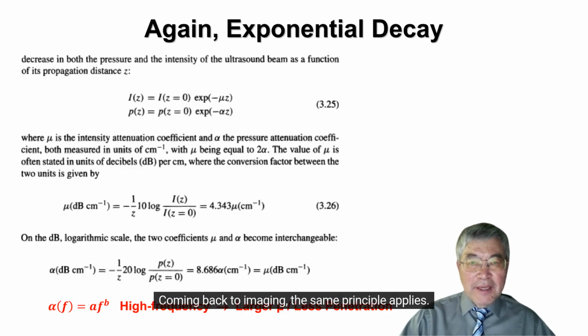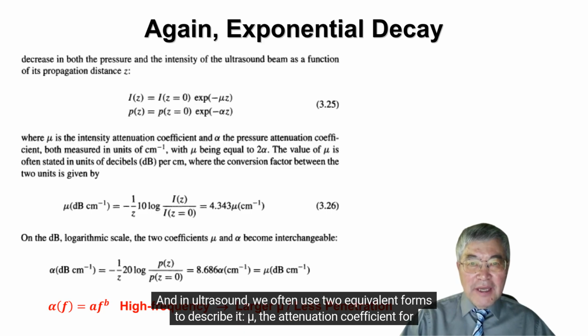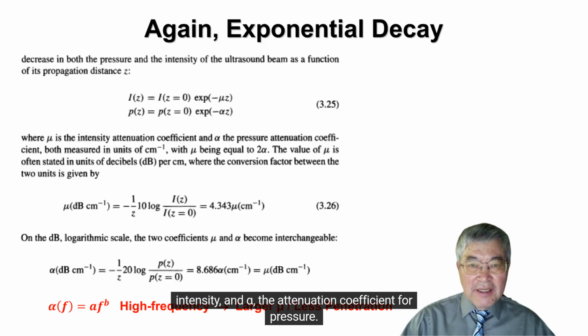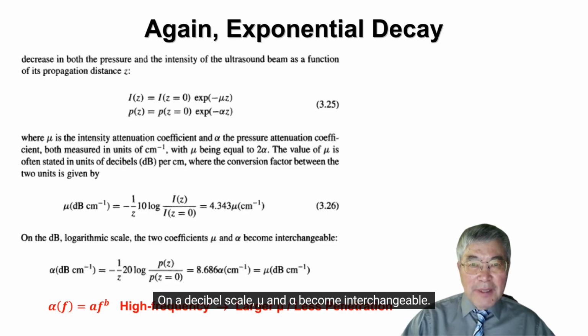Coming back to imaging, the same principle applies. The attenuation curve gives us the contrast we need, not too much, not too little. And in ultrasound, we often use two equivalent forms to describe it: m, the attenuation coefficient for intensity, and a, the attenuation coefficient for pressure. These are just two different ways to express the same exponential decay behavior. On a decibel scale, m and a become interchangeable.